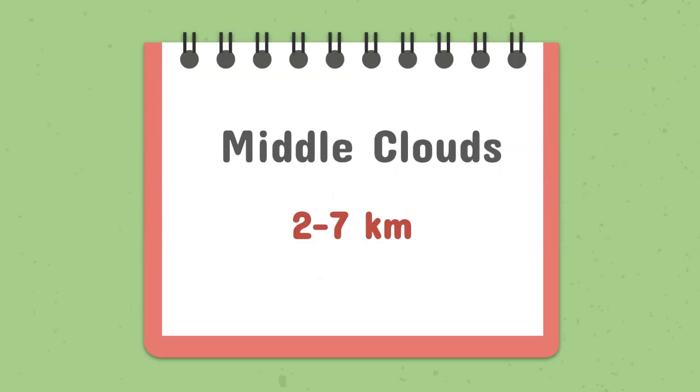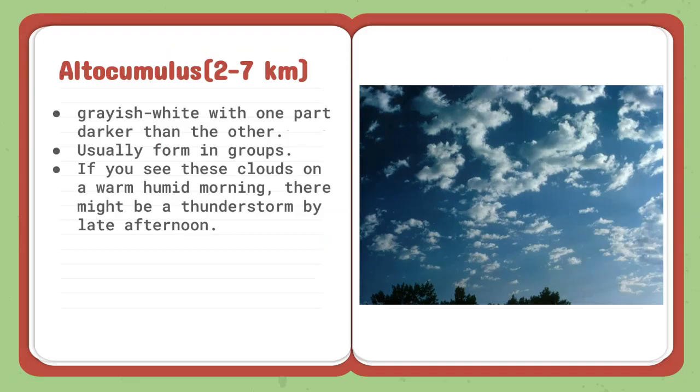The next type of cloud is the middle clouds, and these will have alto in them. There's only two types here that we're going to take a look at. The first one is altocumulus. These are grayish white in one part and darker in the other part. So they kind of have two different shades. One's a gray color and the other part is a white. They usually form in groups.